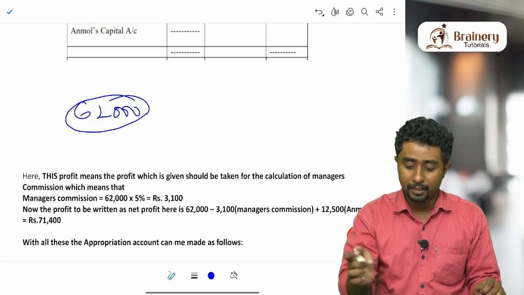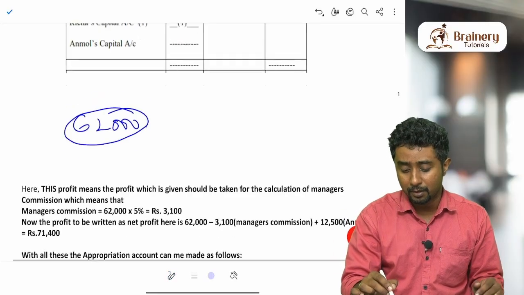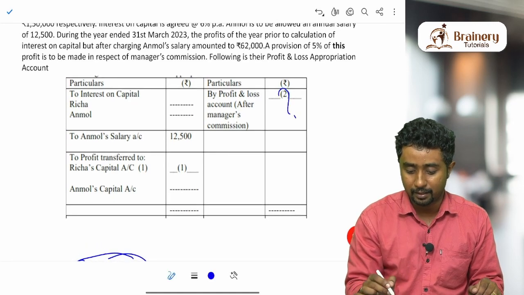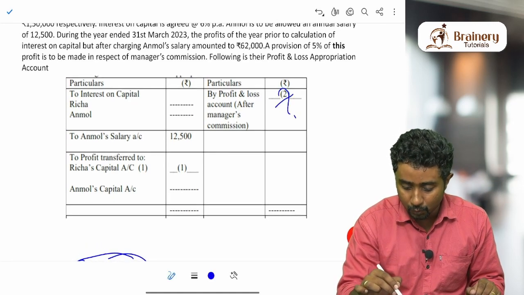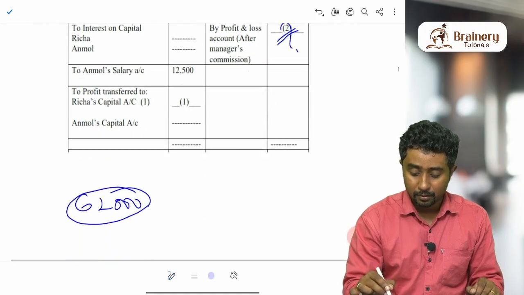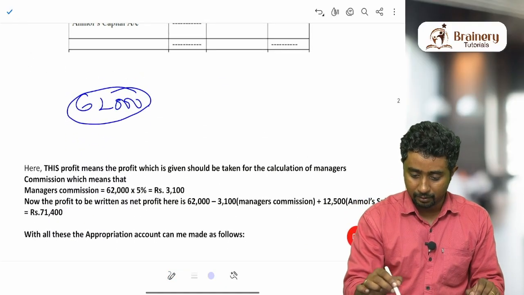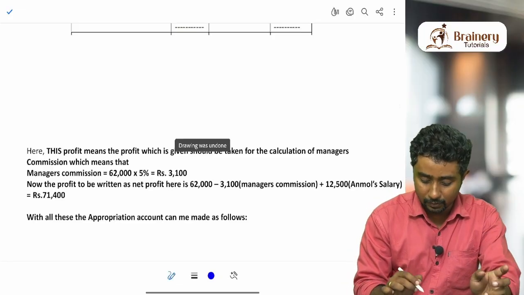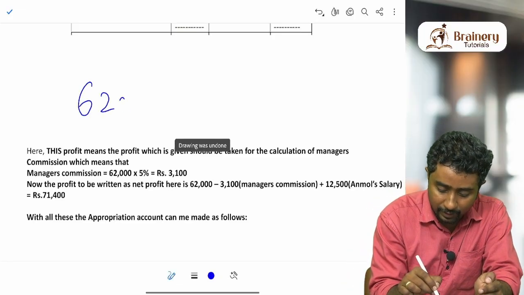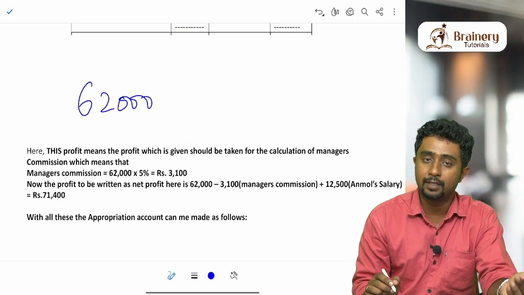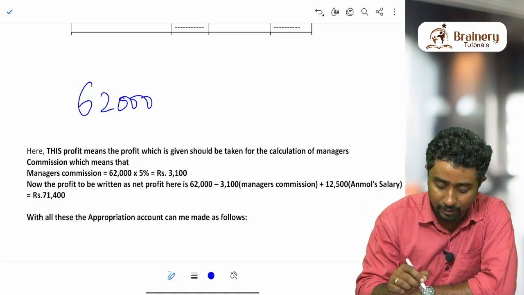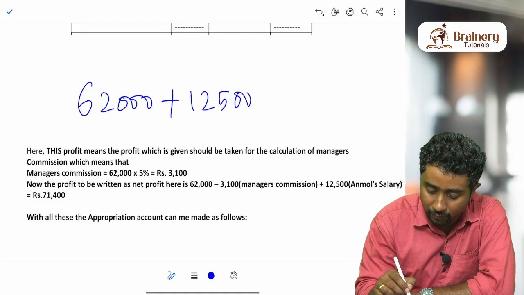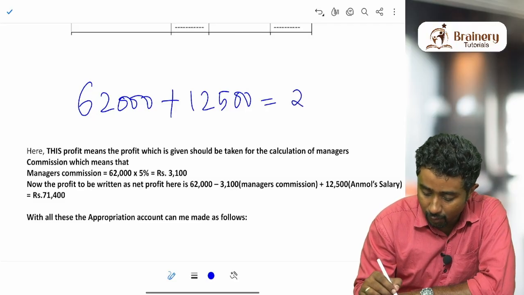Okay, net profit, that means which net profit? Why are we bothered about net profit here? Because net profit is the amount that we are going to write here in this number 2 position. Anyway, here that is not given. So basically, what does that mean? 62,000 is the profit that is available after deducting partner salary only. That means if you add back partner salary, you will get the profit before that. How much you will get?